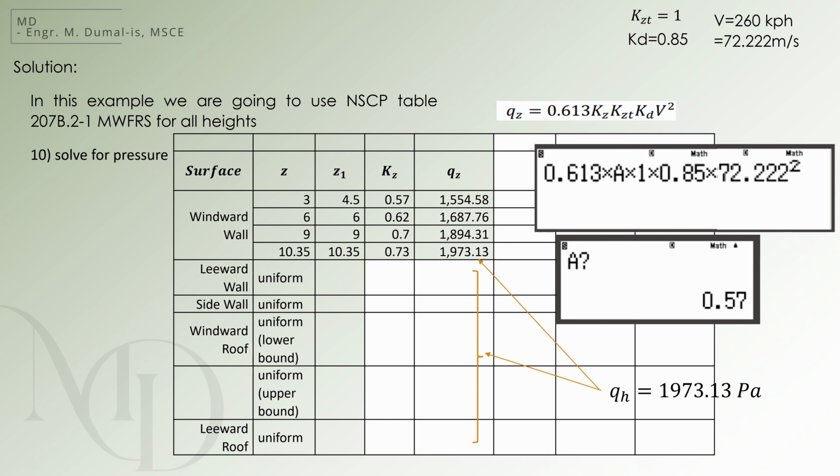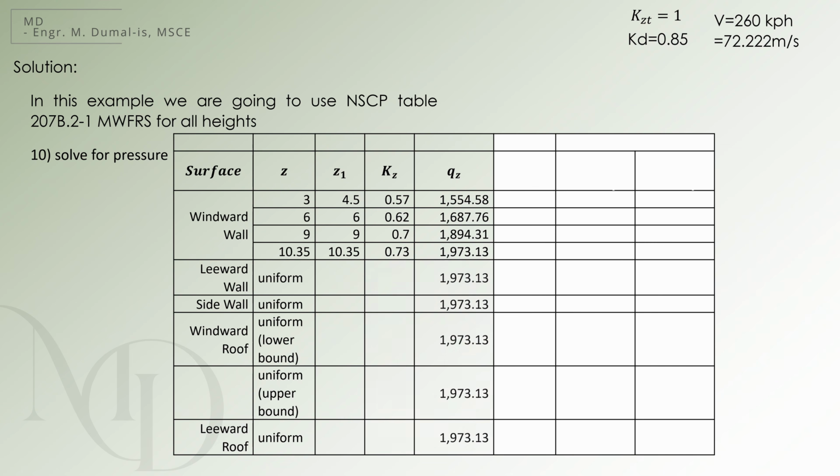So Qz is as follows. Note that the last Qz, at level 10.35 meters, is also known as the QH or pressure at the mean roof height. This will be the Qz value for all of the other walls and roof. Okay, so we complete the column of Qz.